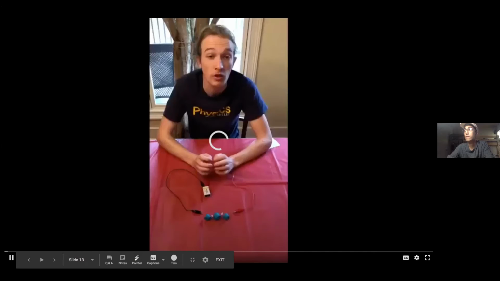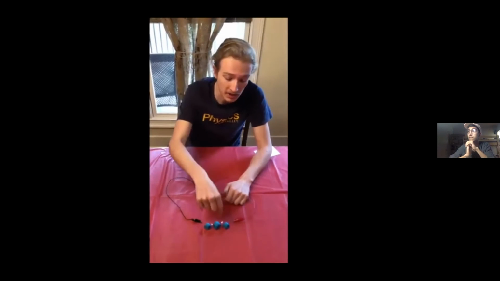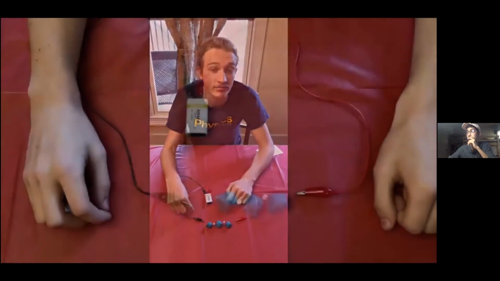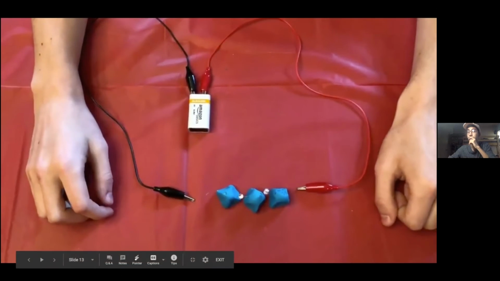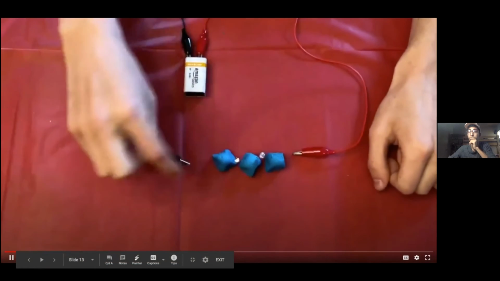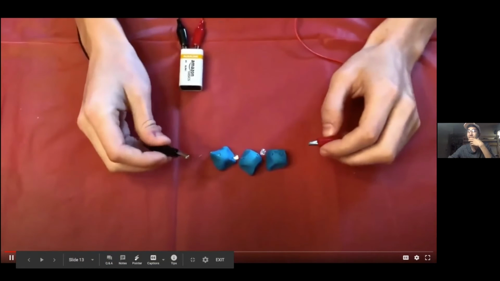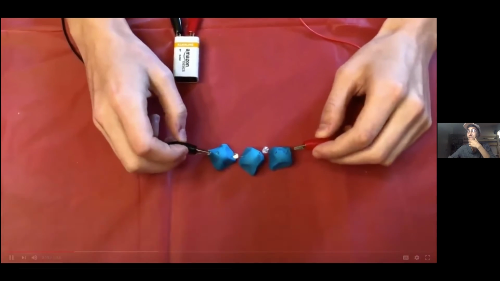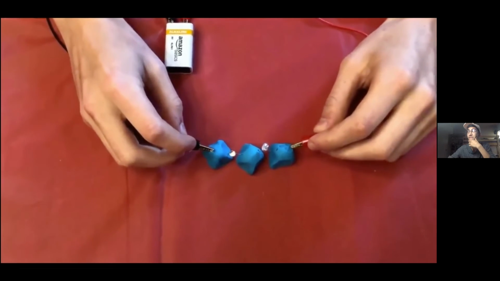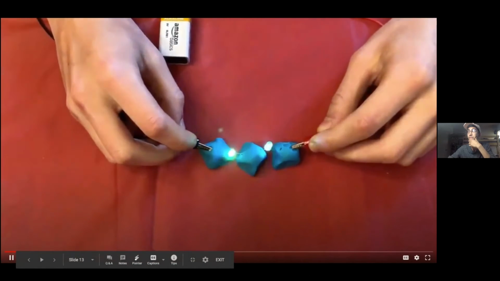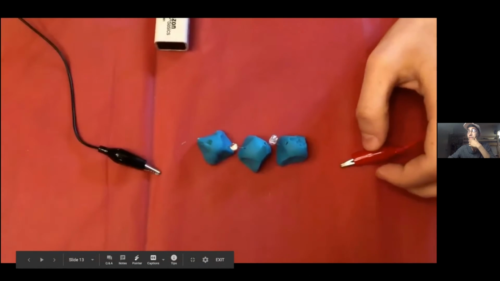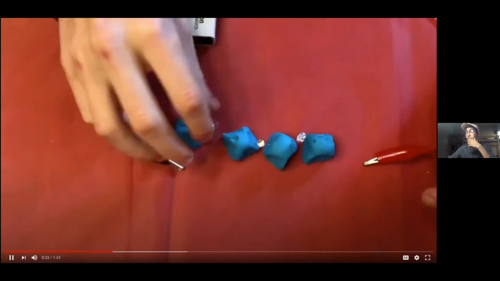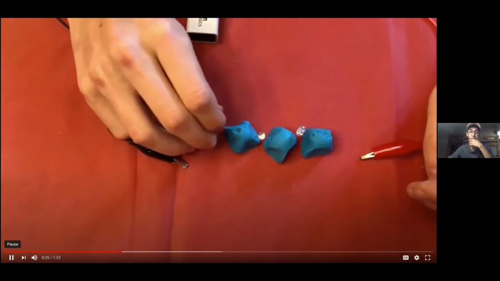So the first thing we're going to look at is something called series, which basically just means everything is lined up in a straight line. So now what I've done is I've put two light bulbs right next to each other. What do you think is going to happen when I connect the battery again? They both light up. But the question is, what if I add a third one? How do you think it's going to change?